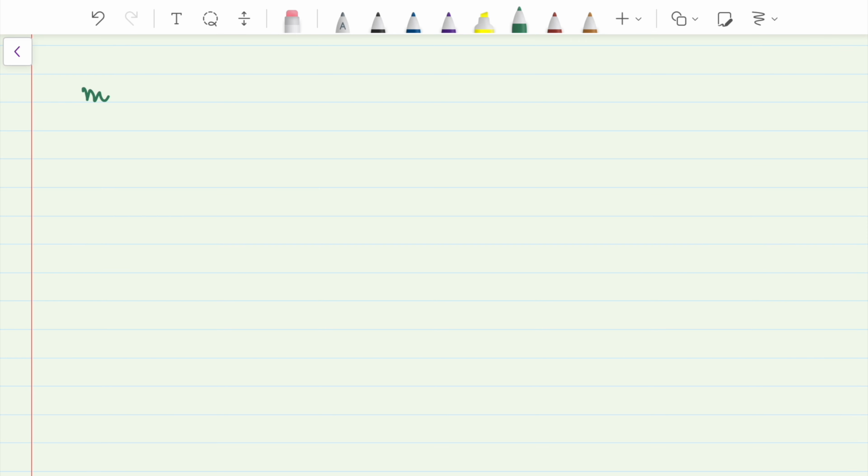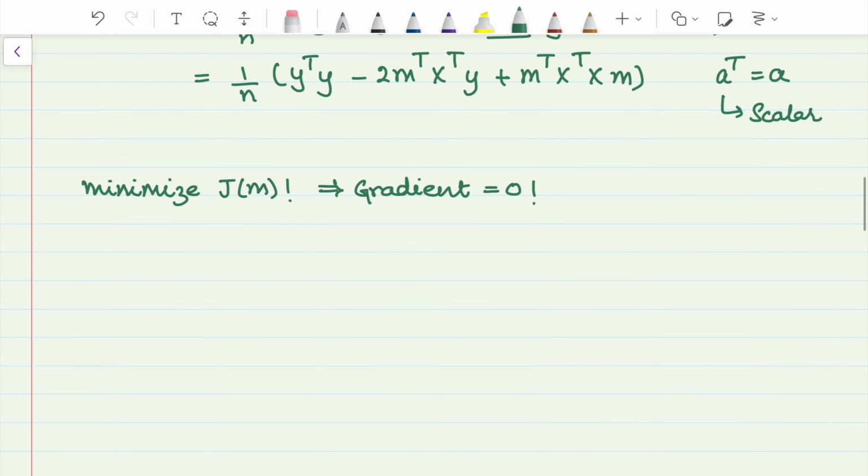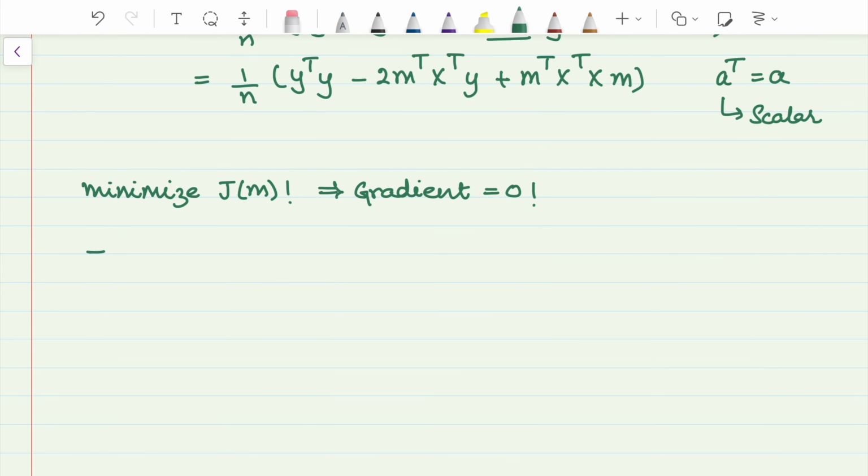Now, getting back to our original goal, which was to minimize the loss function, which is a representation of the error. To do that, we find the gradient and equate it to 0. Again, the old math technique. So the gradient of J(m) can be represented as minus 2/n times (X transpose y minus X transpose Xm), which has to be equated to 0, which gives us the following relation.